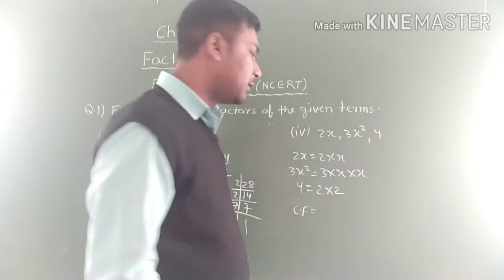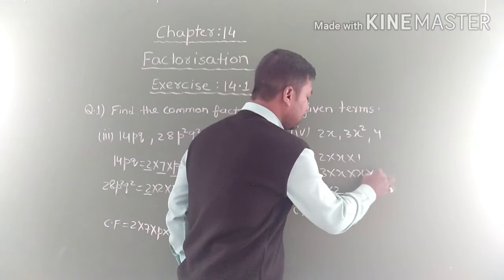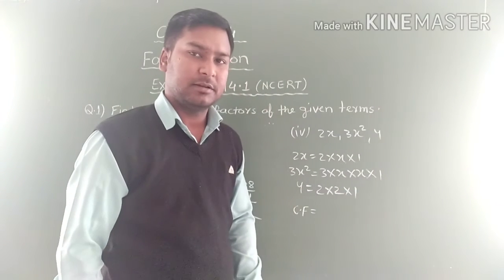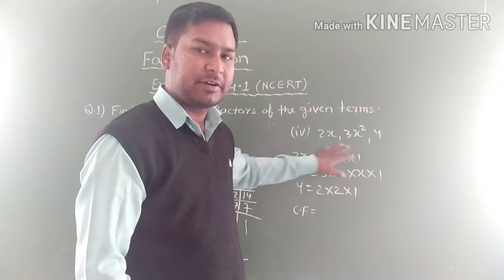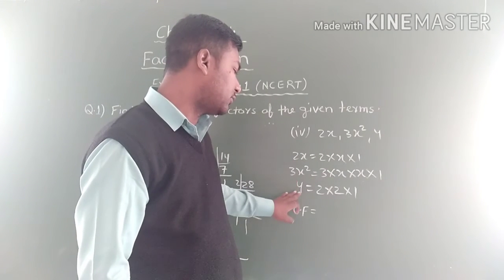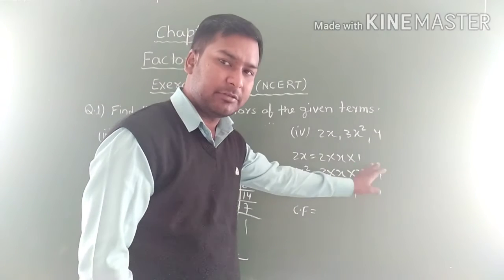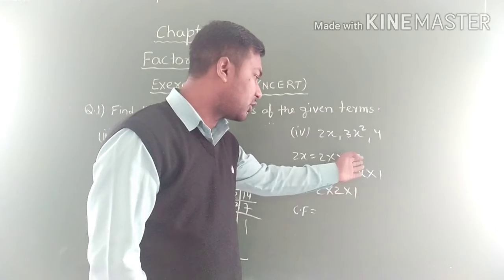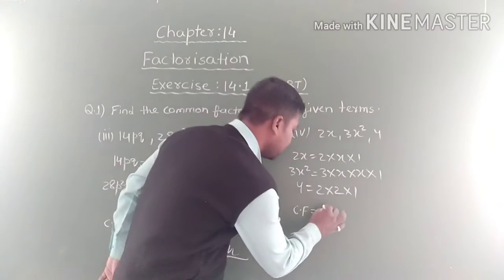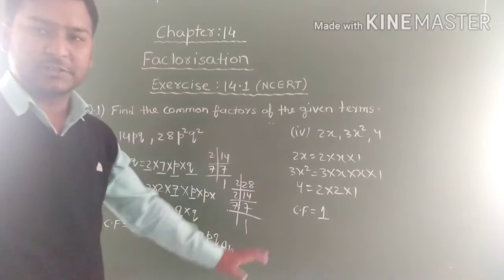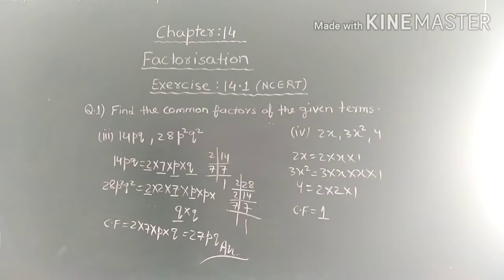But we can write 1 into 1 into 1. So we can take 1 as a common factor simply. If you multiply by 1, there is no effect. It will still be 2x, 3x square and 4. When multiplied by 1, that means we can multiply by 1. So just take common 1. So 1 is the common factor. These are the explanation. Now next question.